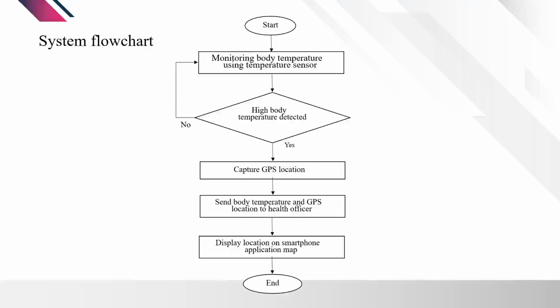A temperature sensor is attached to the body of a human suspected of having coronavirus. If the temperature is high, then the GPS module will pick up the location and send it with the temperature to the healthcare monitor office. Then the location is displayed on a map in the smartphone application.